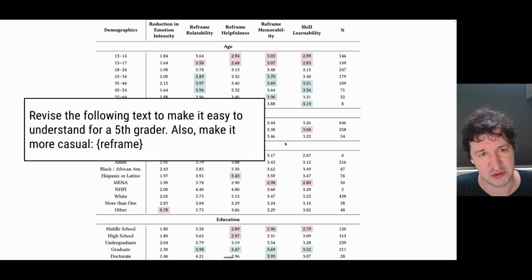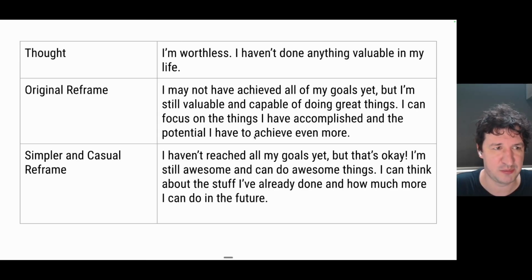The hypothesis that the authors had was that maybe it's because this text generated by GenAI is too formal, not relatable. So they were thinking maybe we should change this text. And again, you can just ask an LLM to do it. They asked it to revise the following text to make it easy to understand for a fifth grader, and also make it more casual. So here's an example of how it could look.